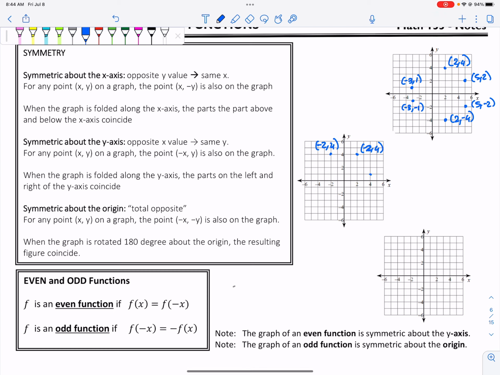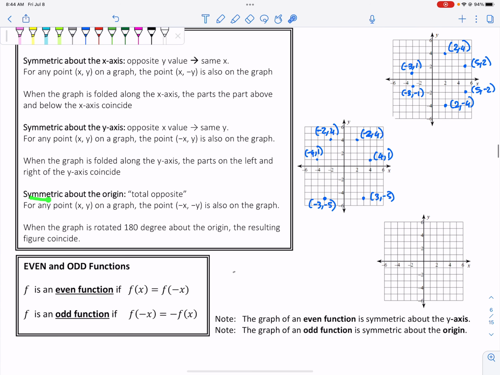If we have the point (4, 1) on the graph, we will also have the point (-4, 1) on the graph. If we have the point (3, -5) on the graph, we will also have the point (-3, -5) on the graph. So as you can see, if we were to fold the graph along the y-axis, these points will coincide.